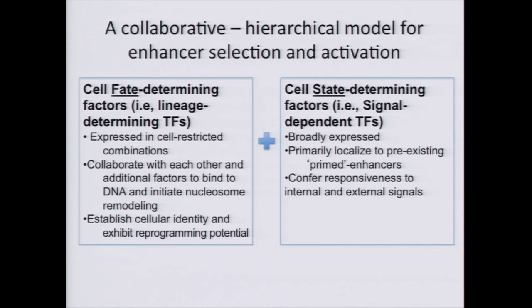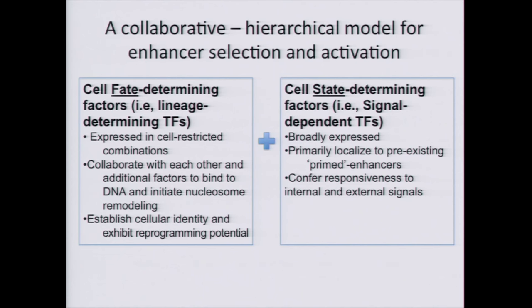The collaborative part of the model is on the left, and this is where cell-fate determining factors, which are expressed in cell-restricted combinations, collaborate with each other and additional factors to bind DNA and initiate nucleosome remodeling. And these are factors that establish cellular identity, and they have reprogramming potential. And since that number of factors, at least in the macrophages, is really quite small, it helps us, I think, understand how one can actually reprogram a cell from one type to another with a relatively simple set of transcription factors.